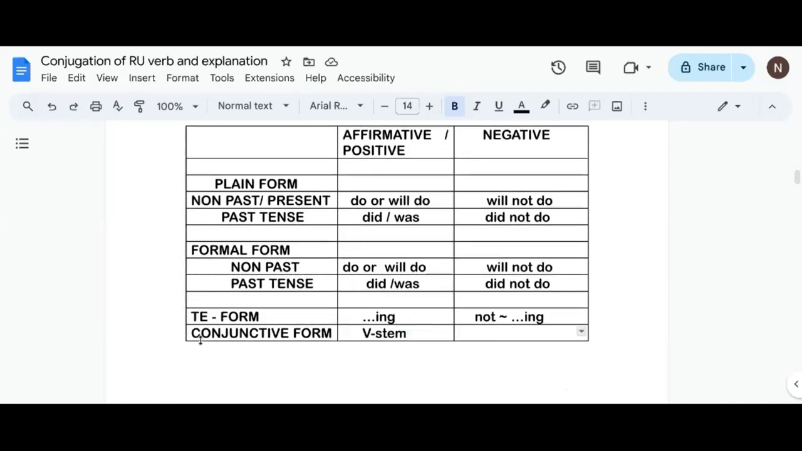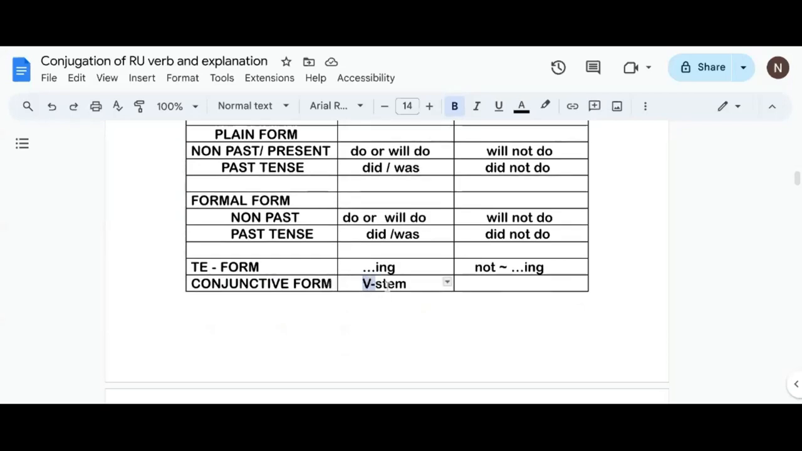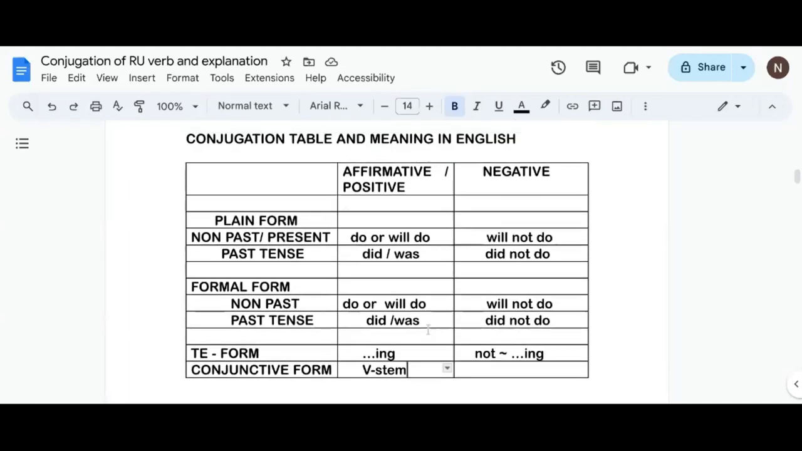Okay. And then we have your conjunctive form. For the conjunctive form, we will get only the V stem, the stem of the verb, okay? And then we can add here a lot of command verbs, volitional verbs with your V stem, okay? But this will be another lesson, okay? So this is how we are going to make the conjugation with this table, okay?